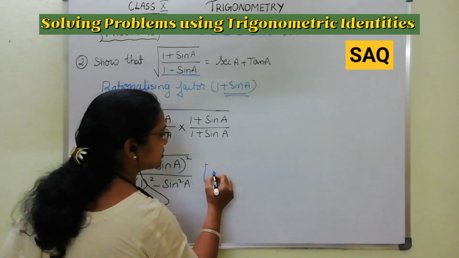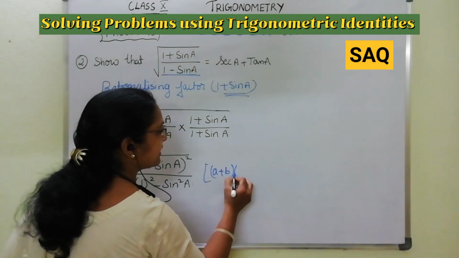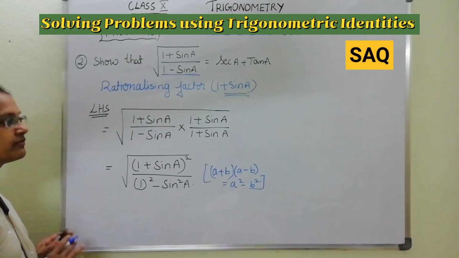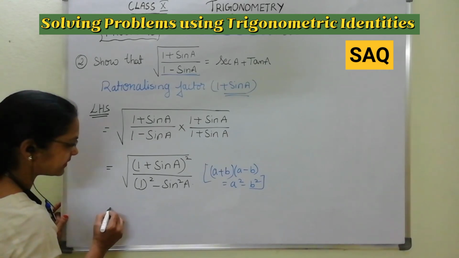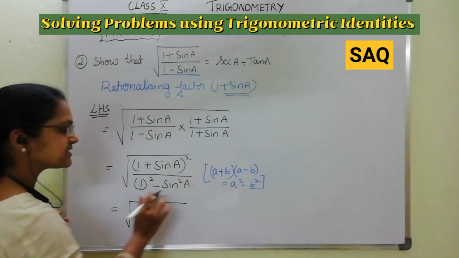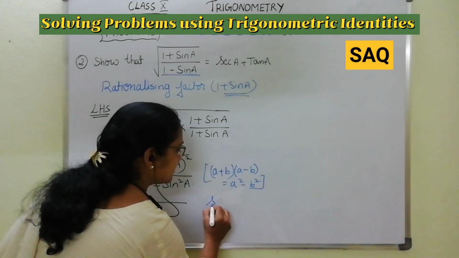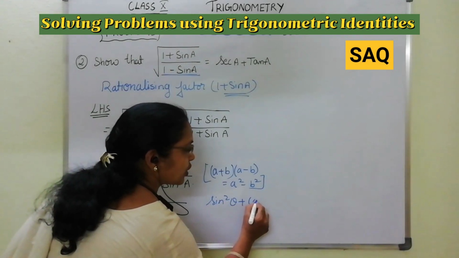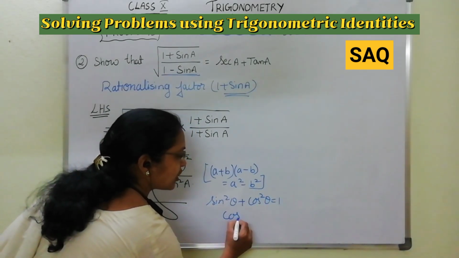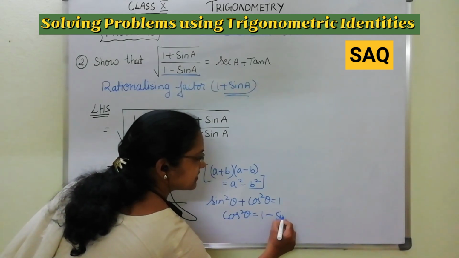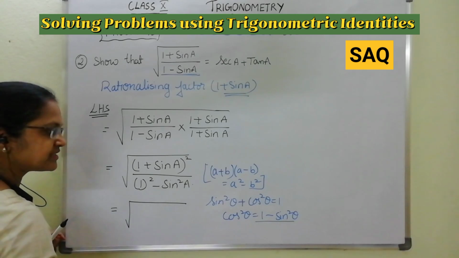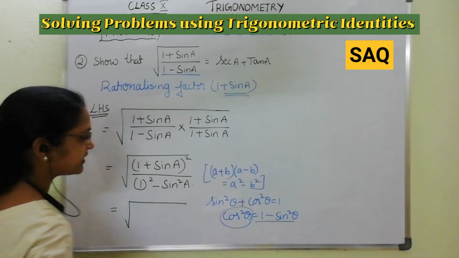Now you can mention the formula here, (A plus B)(A minus B) is equal to A square minus B square. Compulsorily, whenever you are taking any step, you are supposed to mention the formula. Now this one, 1 minus sin square theta: sin square theta plus cos square theta is equal to 1, where I can write cos square theta is equal to 1 minus sin square theta, our first identity. So instead of 1 minus sin square theta, we will be using cos square theta.